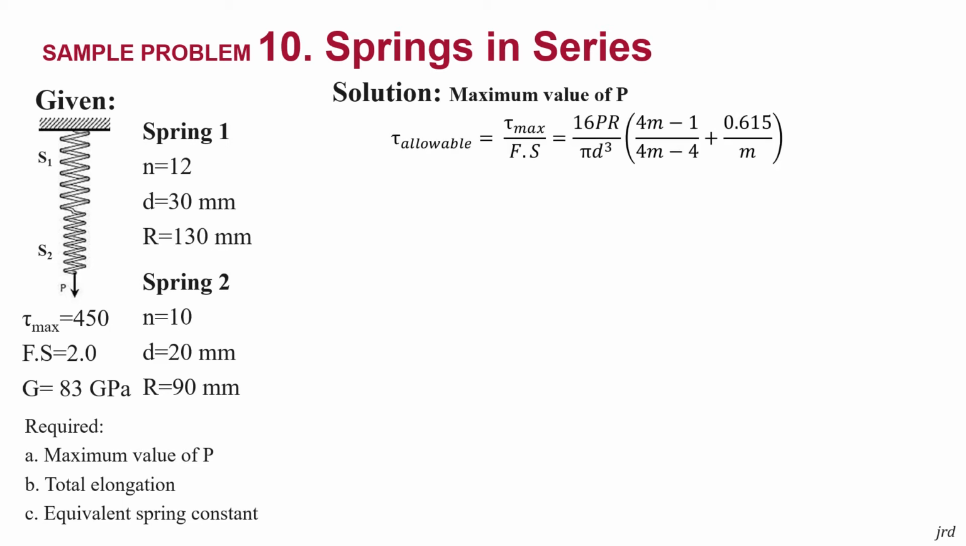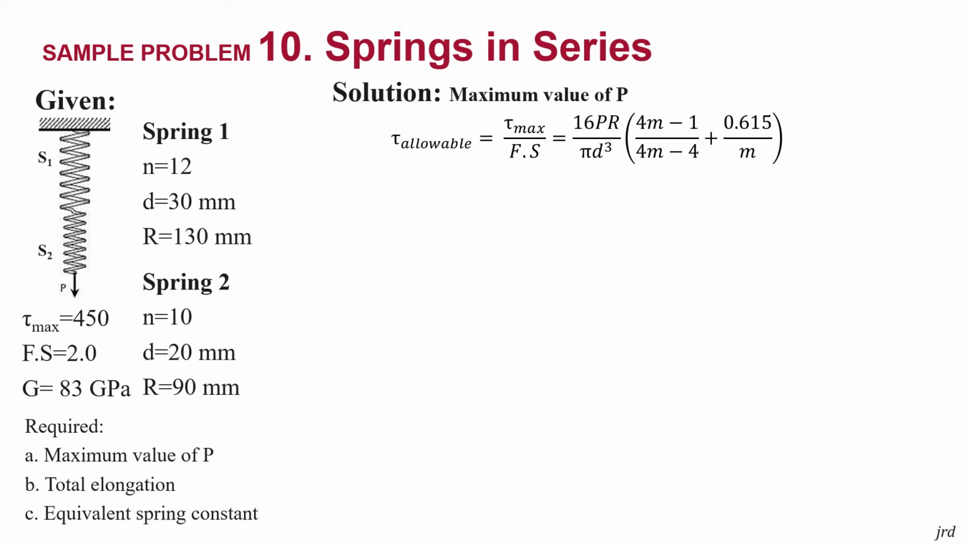The governing equation that will lead us to determine the value of P will be the determination of the shearing stress for the spring. So that's equal to the allowable shearing stress, which is tau max over the factor of safety, and all of which should be equal to 16PR over pi d cubed. Then we multiply the whole term by the Wahl factor. In most cases we'll be using the Wahl factor in our designs unless it's indicated in the problem that we'll be using another factor in our design.